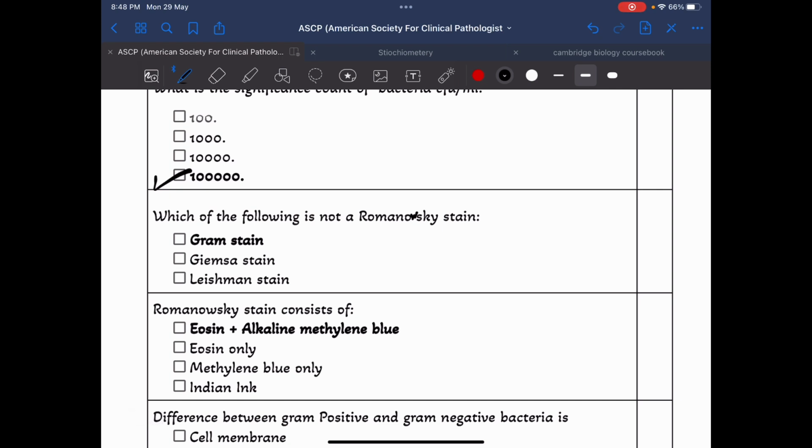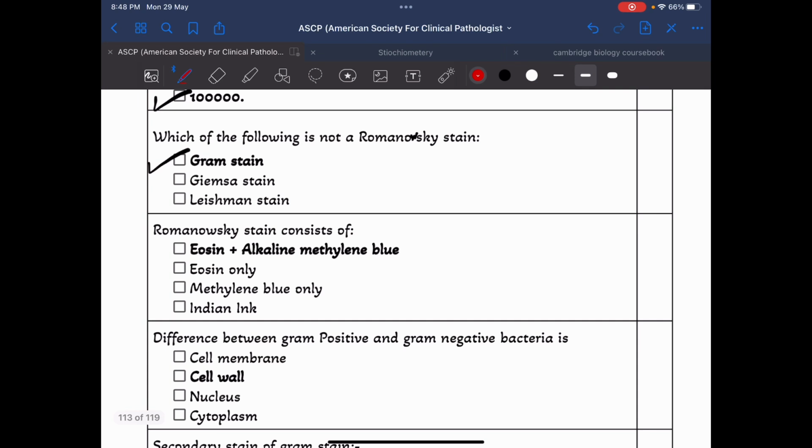Which of the following is not Romanovsky stain? Gram stain, Giemsa stain, Leishman stain. The correct answer is Gram stain. Romanovsky stain consists of eosin plus alkaline methylene blue, eosin only, methylene blue only, India ink. The correct answer is eosin plus alkaline methylene blue.